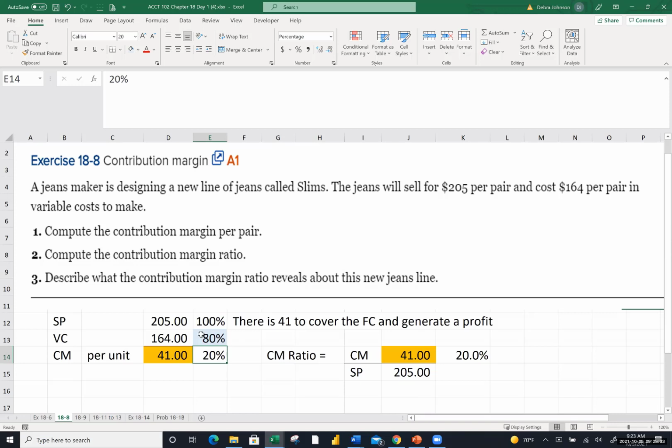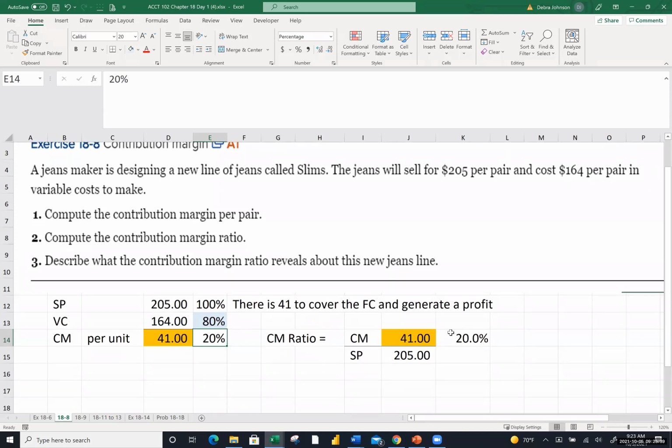Okay, number 3 says describe what the contribution margin reveals. I think we just said what it reveals. 20% of every jean sale is available to cover fixed costs and to generate a profit. Let me see if the author will give us a better or a different explanation. I think he said the same thing I did, but I'm going to copy his answer down here.